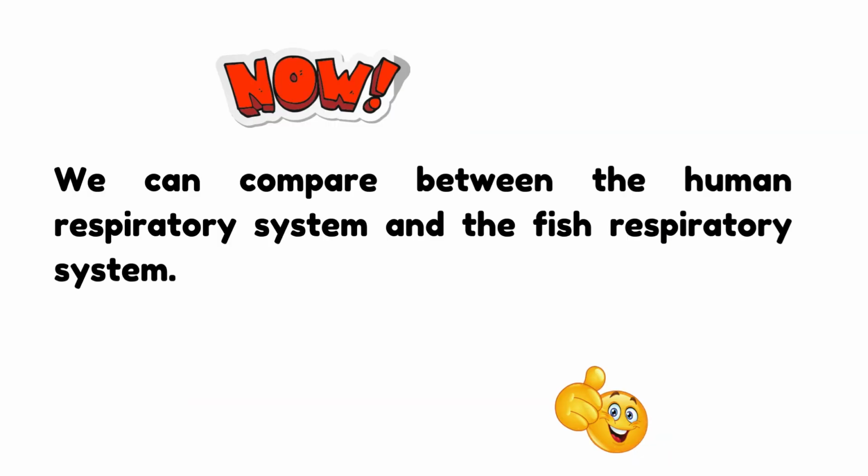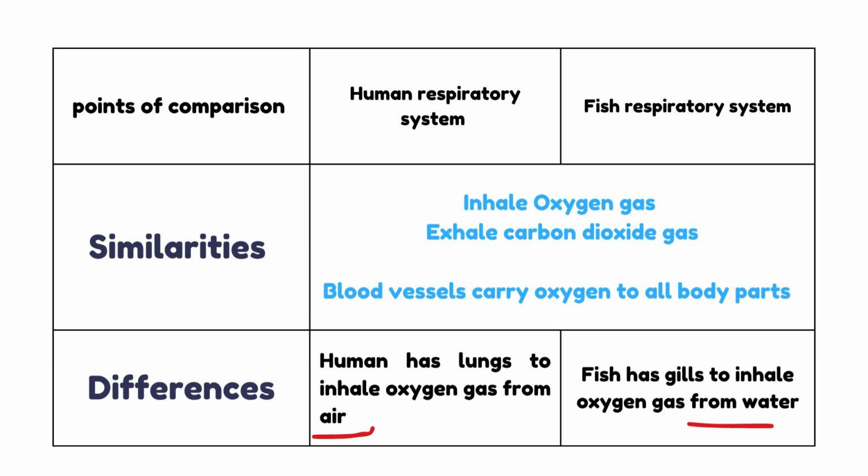Okay, so now we can easily compare between the human respiratory system and the fish respiratory system, as we have similarities between the human respiratory system and the fish respiratory system, as both of them inhale oxygen, okay, and exhale carbon dioxide. Both of them take in oxygen and release carbon dioxide. Okay, and both of them, the blood vessels carry the oxygen to all body parts. Okay, those are the similarities.